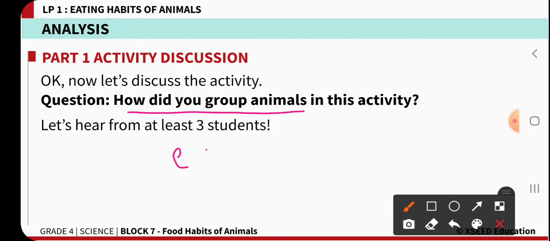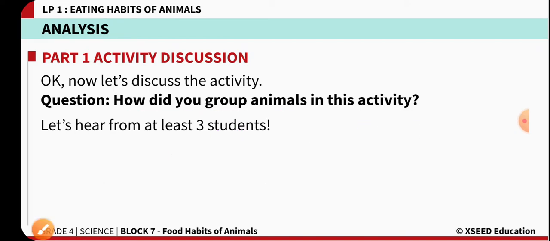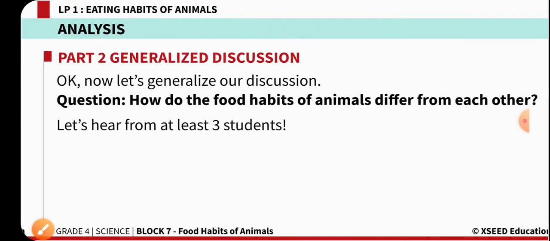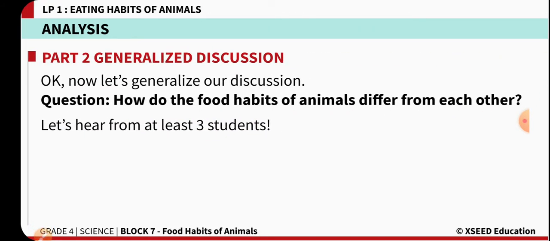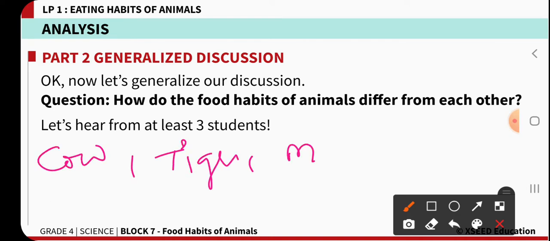So definitely we are grouping the animals based on the eating habits. Okay. So now how do the food habits of animals differ from each other? In the tabular column which we have filled earlier, a cow is there, a tiger is there, a monkey is there, a deer is there, a lion is there. So these are some of the animals in that tabular column.